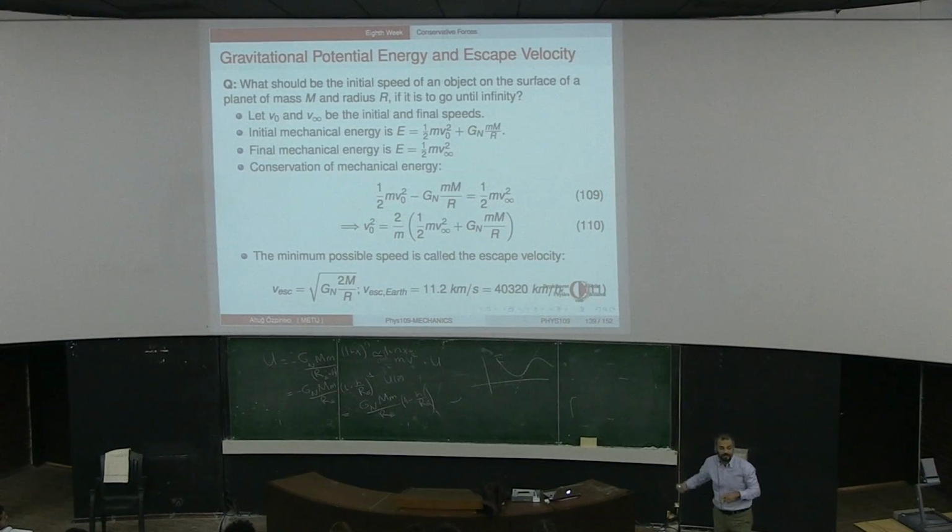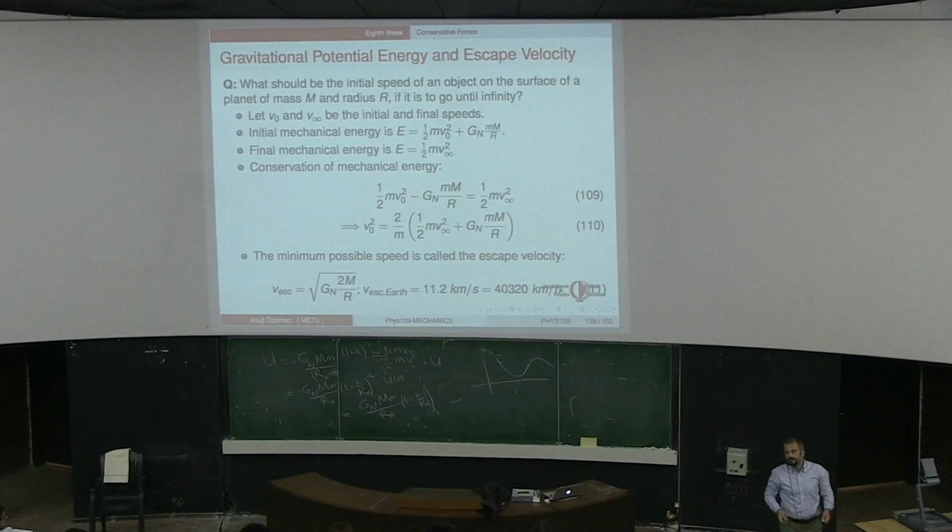Well, for V infinity, we can ask: what is the minimum speed such that it will be able to reach infinity? Well, the minimum possible value is when it reaches infinity with 0 speed, so the escape velocity is defined as this value at V infinity equal to 0. It is given by this expression. And just to put it on scale, this is the escape velocity of Earth, 11.2 kilometers per second.